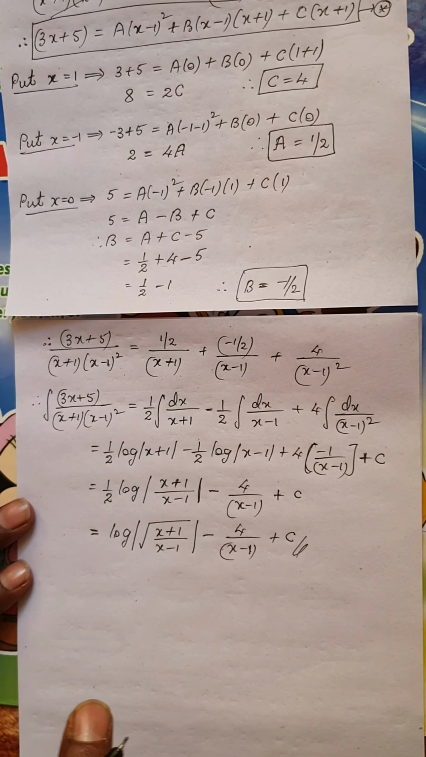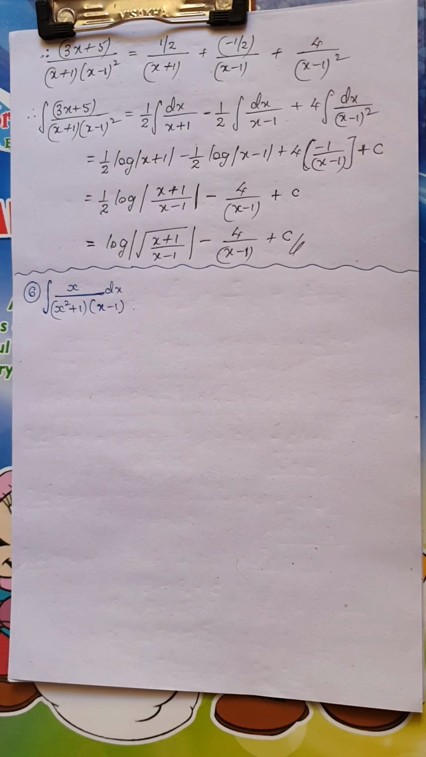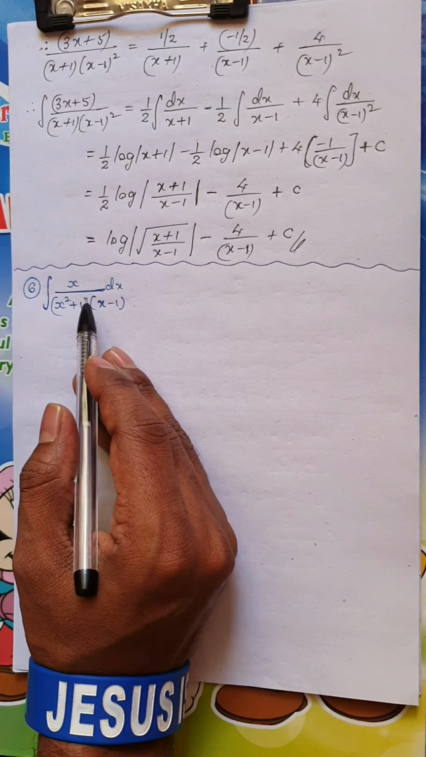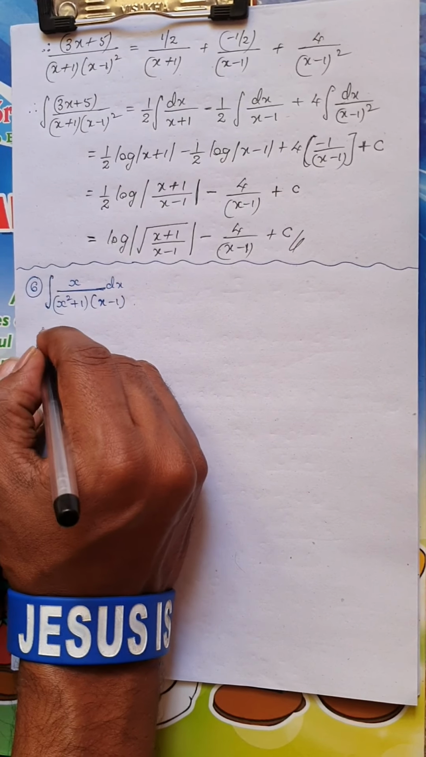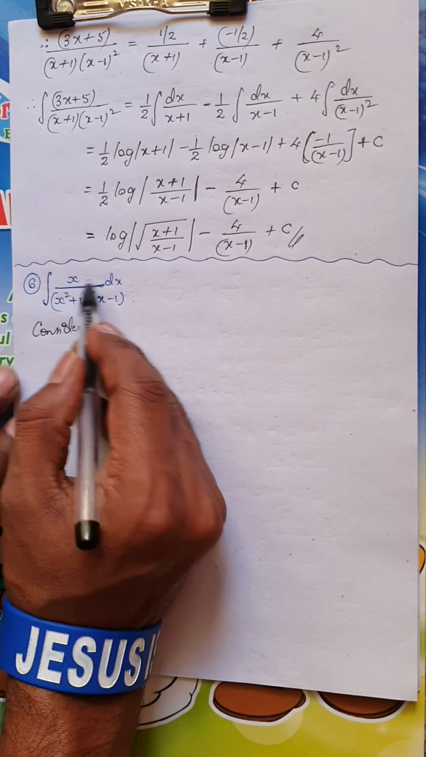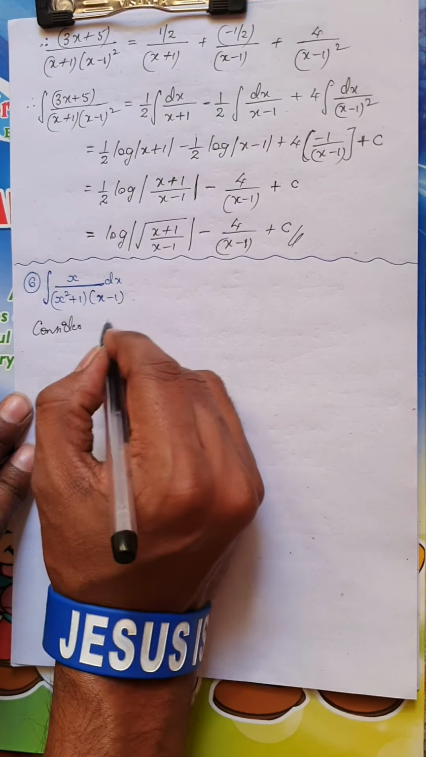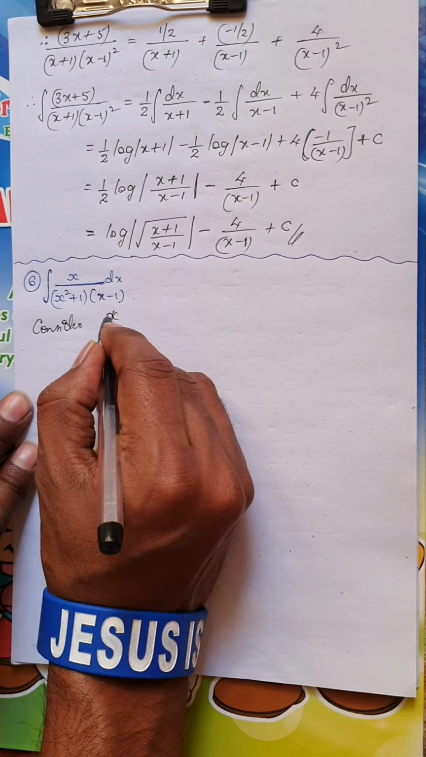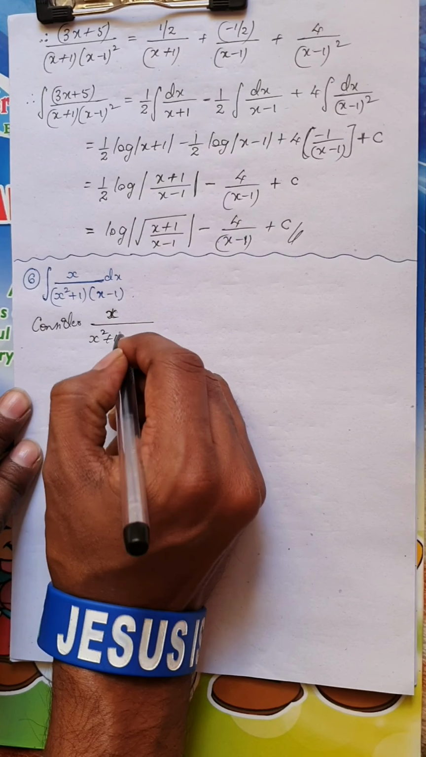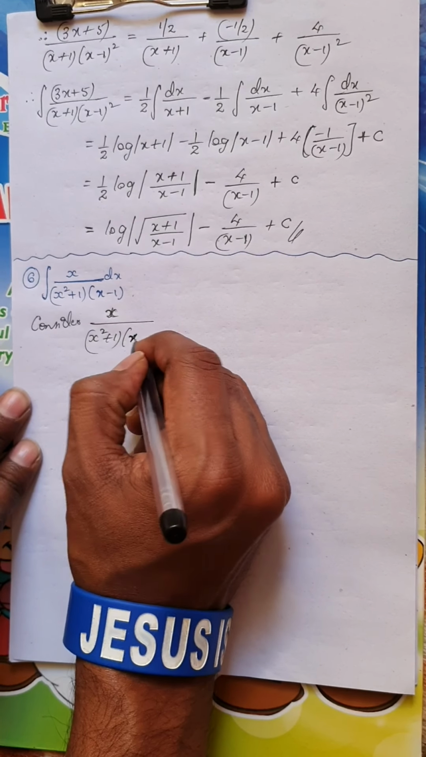So, this is the final result of the given integral. Students, we are moving on to the one last pattern of integrals using partial fraction. Now, consider the integral of x dx divided by, sorry, the factor I have is x divided by (x square plus 1) into (x minus 1).